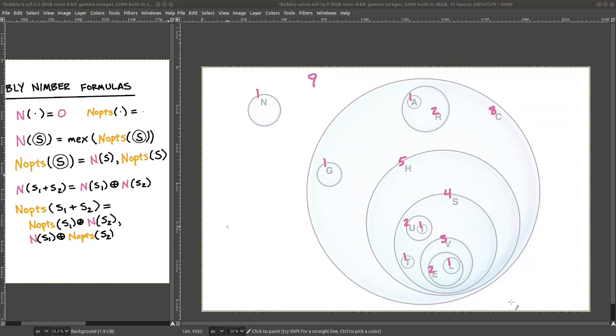We know that this overall starting state has a number of 9, which means that this is a good state, a first player win, which means that there is at least one move that will result in a state with a number of 0. So now we have to find out what those moves are that will result in a number of 0.